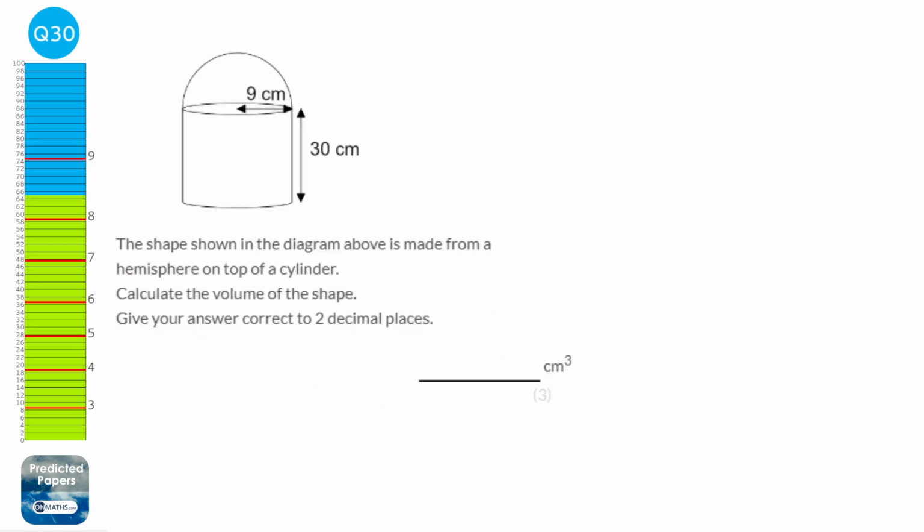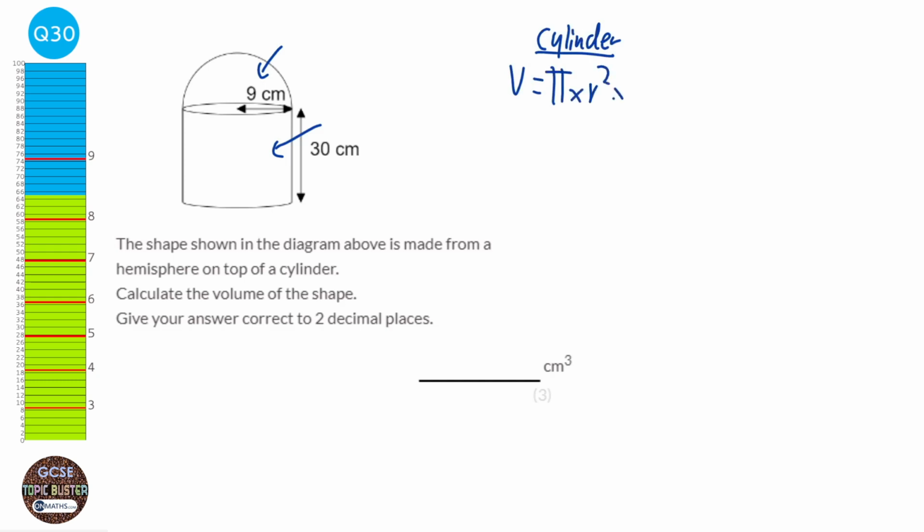There are two shapes we need to find the volume of. There's this cylinder here and this hemisphere here. So we might as well start with this cylinder. And the formula for the volume is pi times r squared times height. So the radius is 9, so 9 squared times the height, which is 30. And when we work that out, we get 7,634.070, blah, blah, blah. Next is the hemisphere.